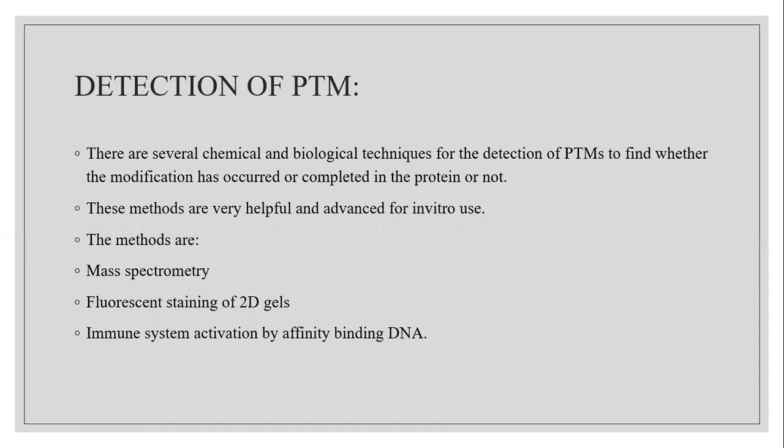Finally, the detection of post-translational modifications. There are several chemical and biological techniques for the detection of PTMs to find whether the modification has occurred or not. The methods involve mass spectroscopy, fluorescence staining of 2D gels, and immune system activation by affinity binding.